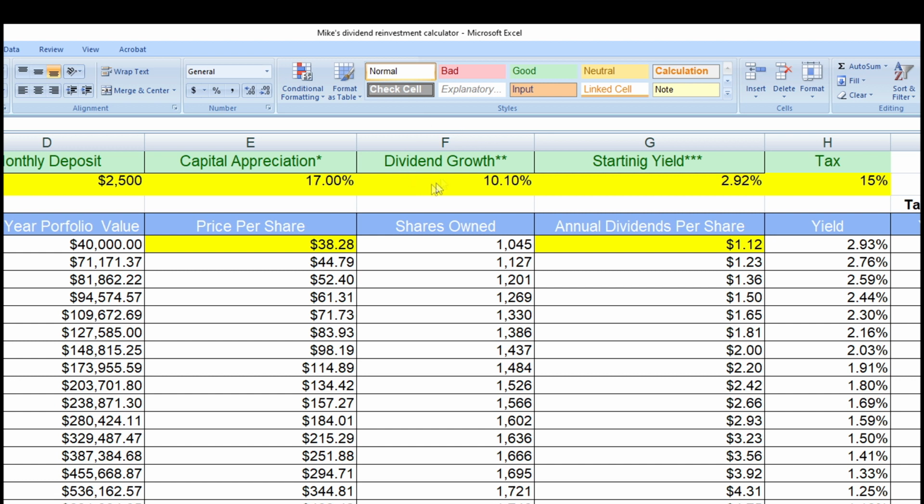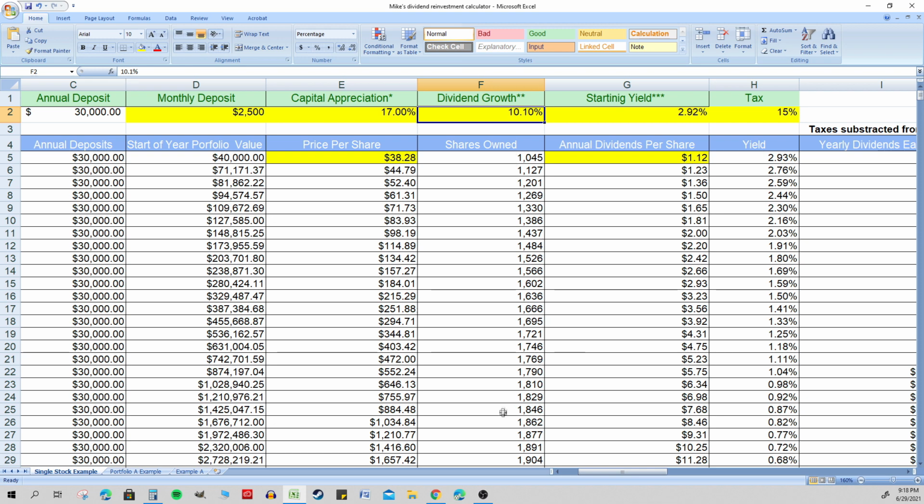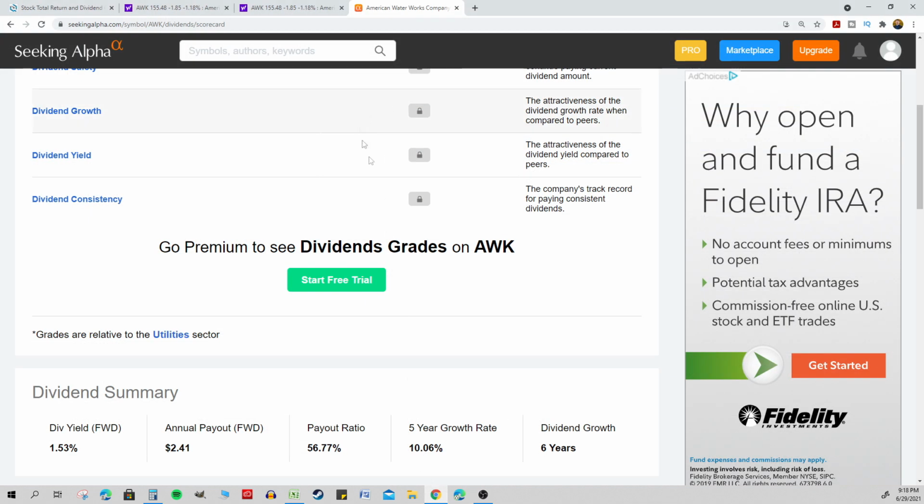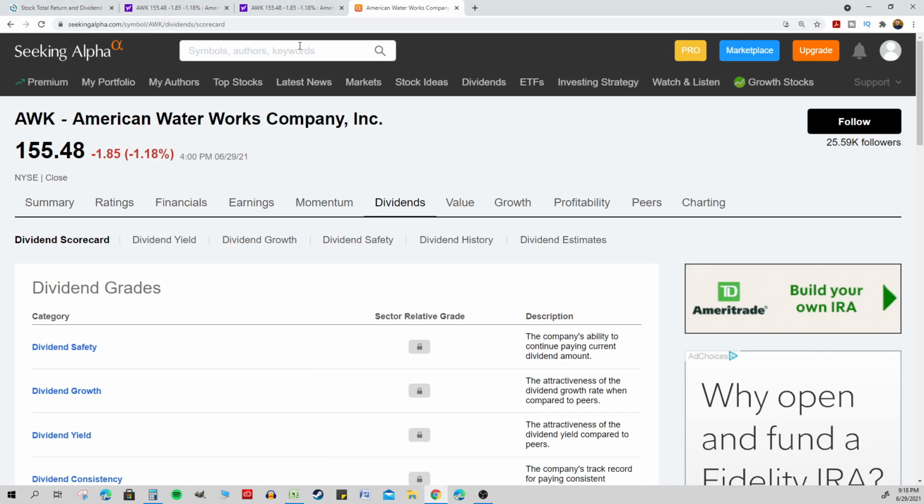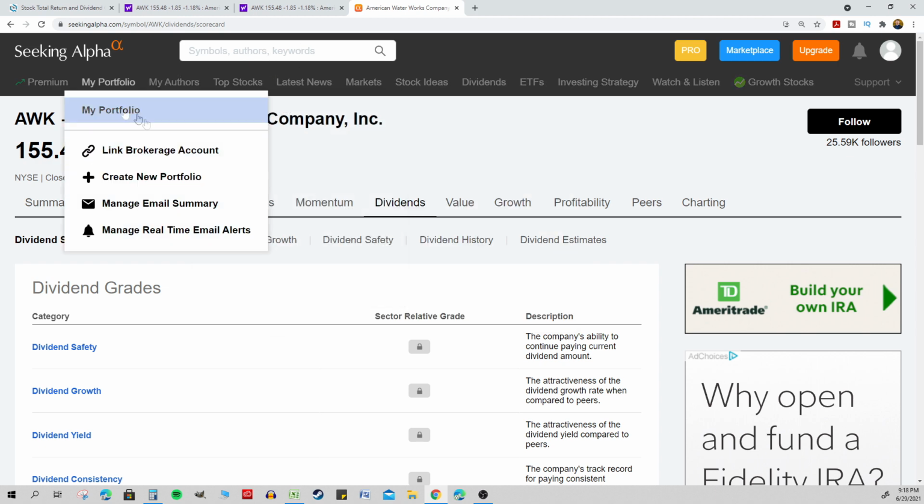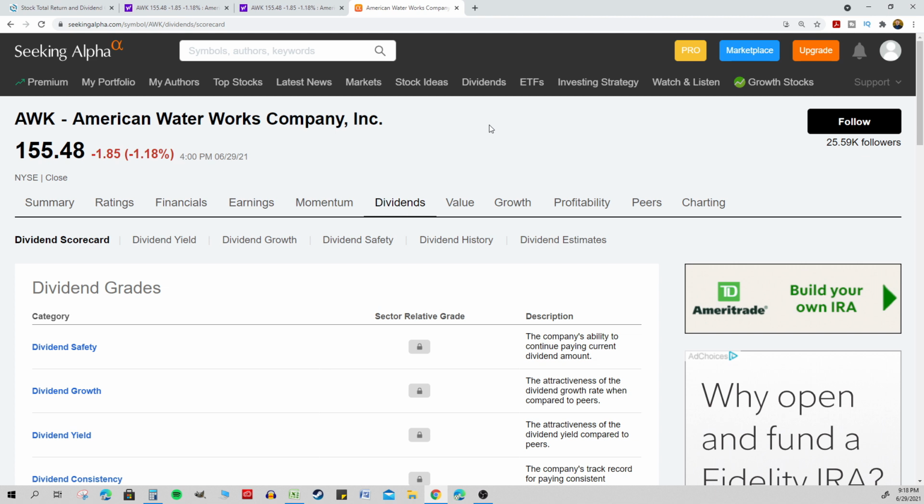Next, we're going to find the dividend growth rate of this investment, the dividend growth appreciation rate for American Water Works. So where do I get this 10.10%? Let me show you. It's really easy to find, especially if you're using Seeking Alpha. Seeking Alpha is one of the best websites out there for investing, up there with Investopedia and websites like that. It's one of my favorites. If I go to Seeking Alpha and type in AWK up here, it brings me to this summary page on American Water Works.